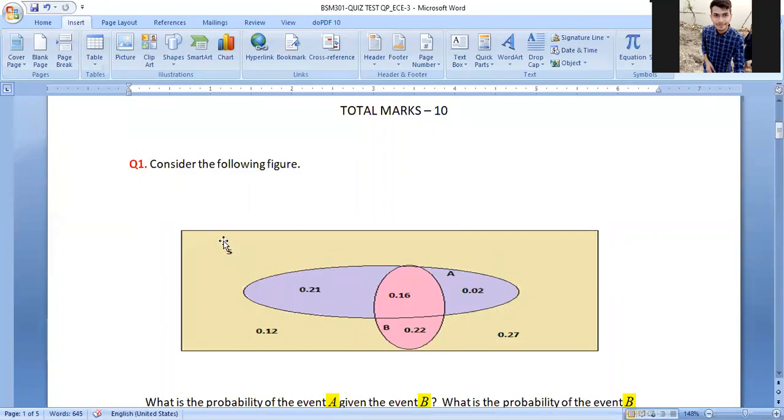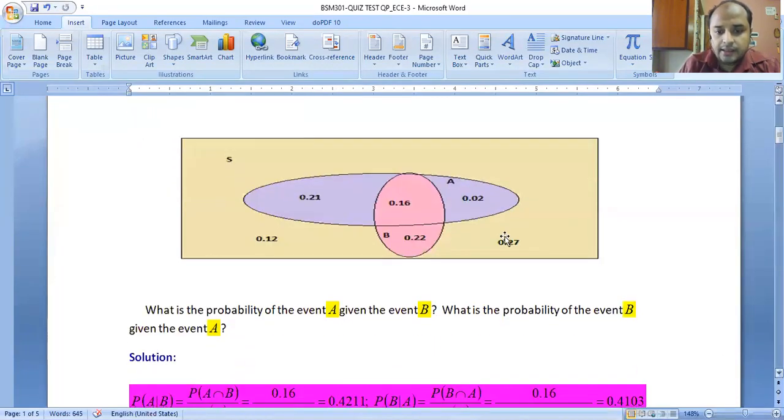That figure was there, and the rectangular box is the sample space, and in the sample space there are 2 sets. In the sets there is an intersection point. You can see very well this intersection point represents the probability that both the events are happening simultaneously. Now, my question was, what is the probability that event A will happen given that event B has happened, or what is the probability that event B has happened given that event A?